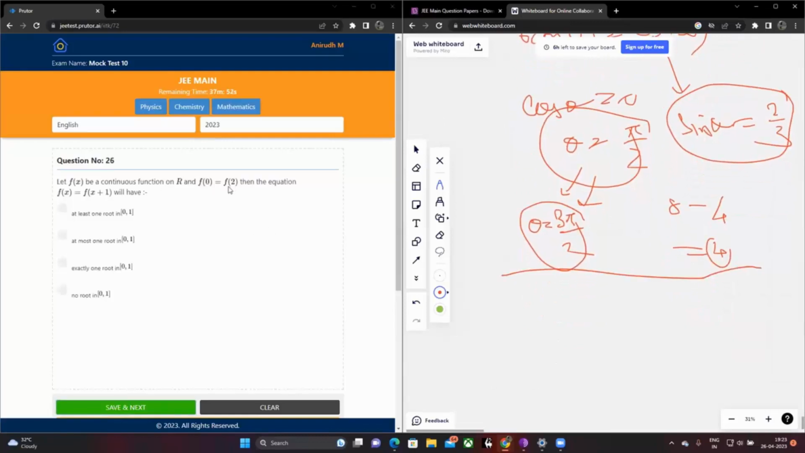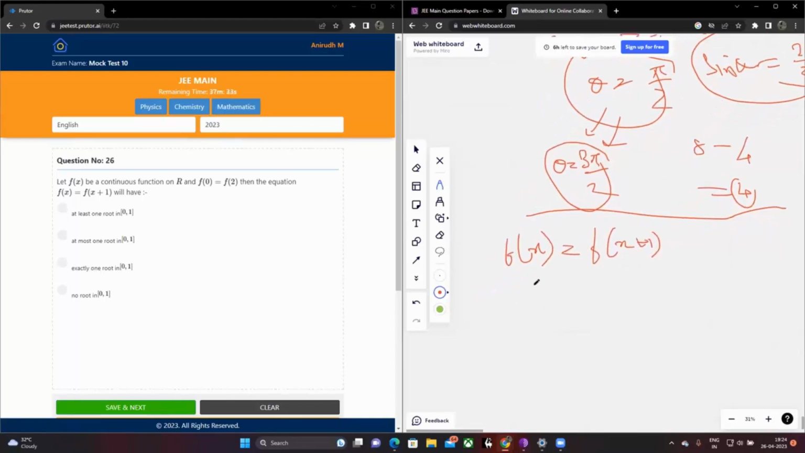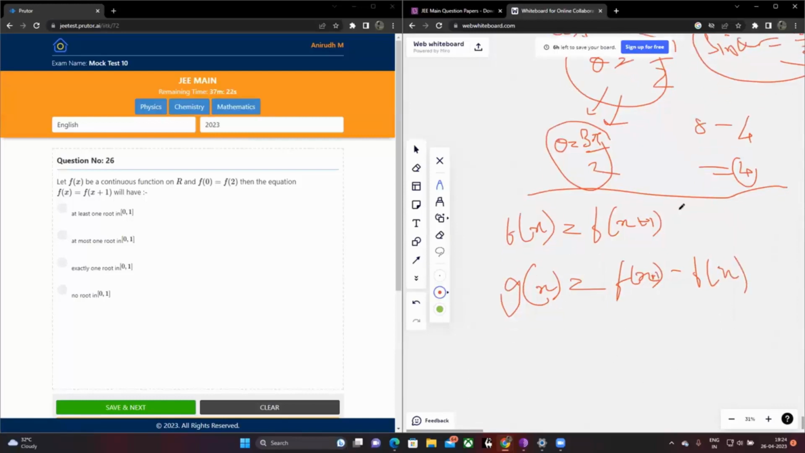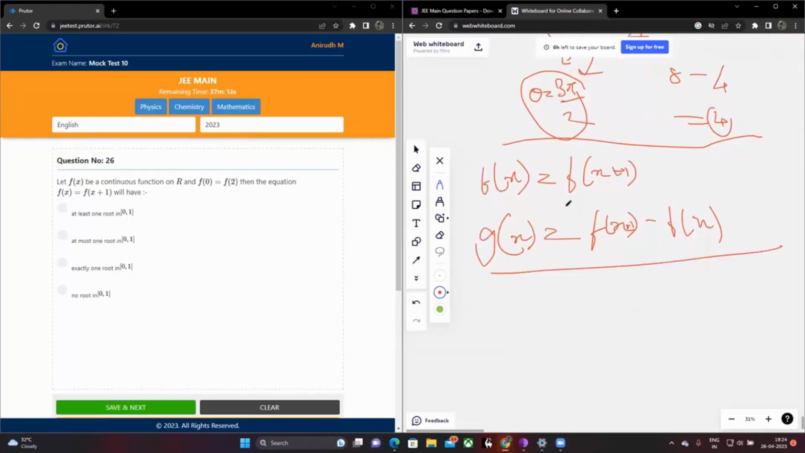f(x) is continuous on R. f(0) is f(2). The equation f(x) equals f(x plus 1) will have what? Right? So this question is tricky in the sense that you have to figure out what f(x) and f(x plus 1)'s behavior is. Let g(x) be f(x) minus f(x plus 1) minus f(x). Right? I don't want f(x) minus f(x plus 1). That just seems counterintuitive. So g(x) is equal to f(x plus 1) minus f(x). I'll just define a new function.